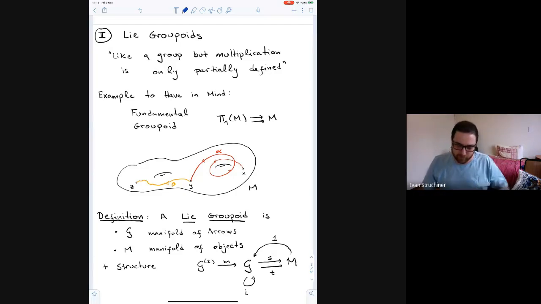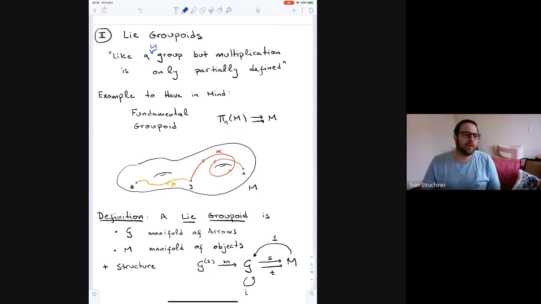So let me go to the second part of the talk, and I want to tell you guys what a Lie groupoid is. So I'll start with a motto, and then I'll give you an example, and then I'll give you the actual definition. So the motto is the following. A Lie groupoid is like a Lie group, but the multiplication is only partially defined.